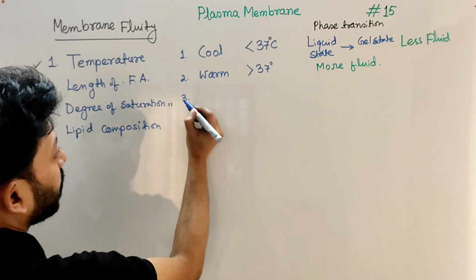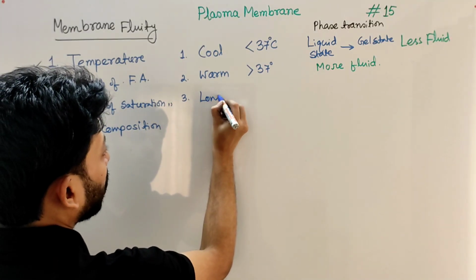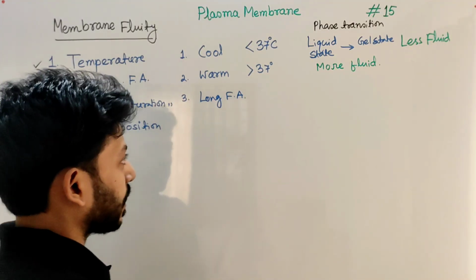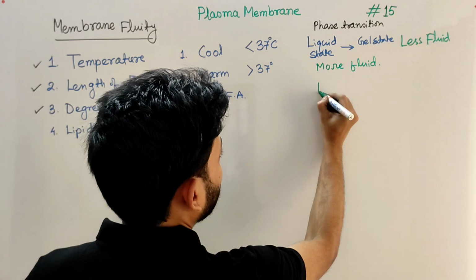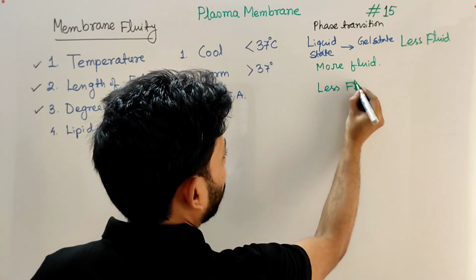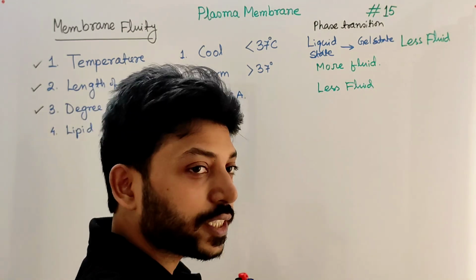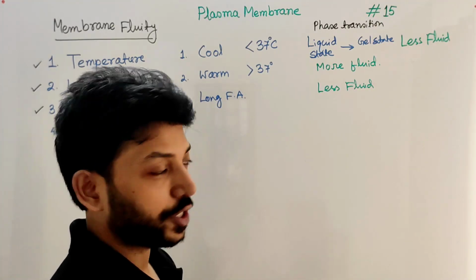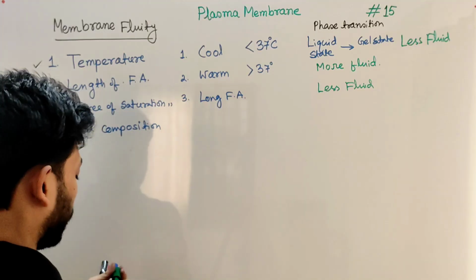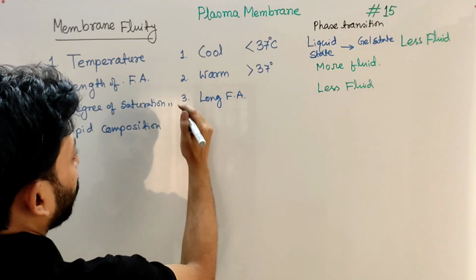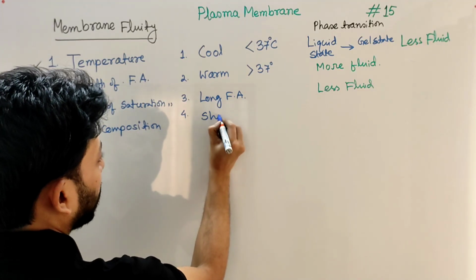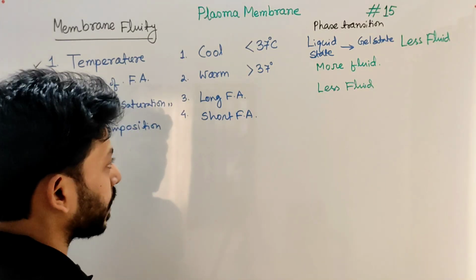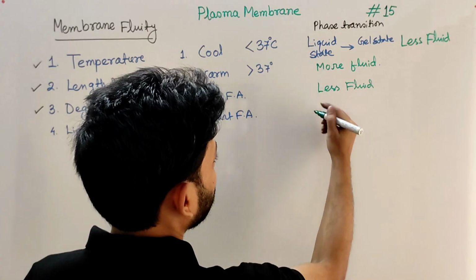Third point is that long fatty acid containing membranes are less fluid because they make more van der Waals interactions, and that helps them to tightly aggregate with each other, so it makes them less fluid. Fourth point, we can say that short fatty acid chain containing lipids in the plasma membrane make it more fluid.